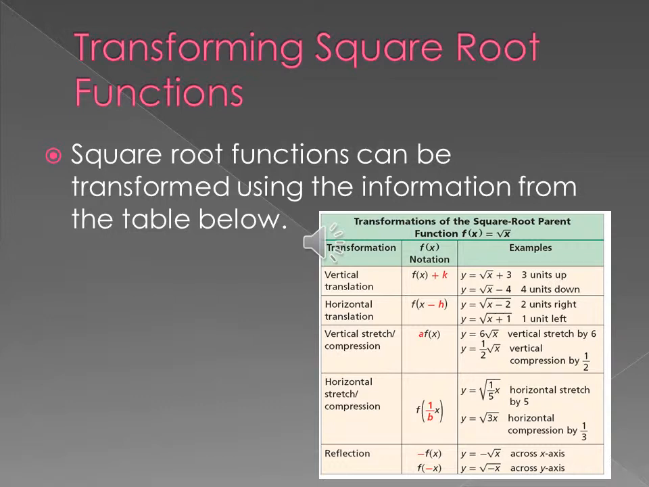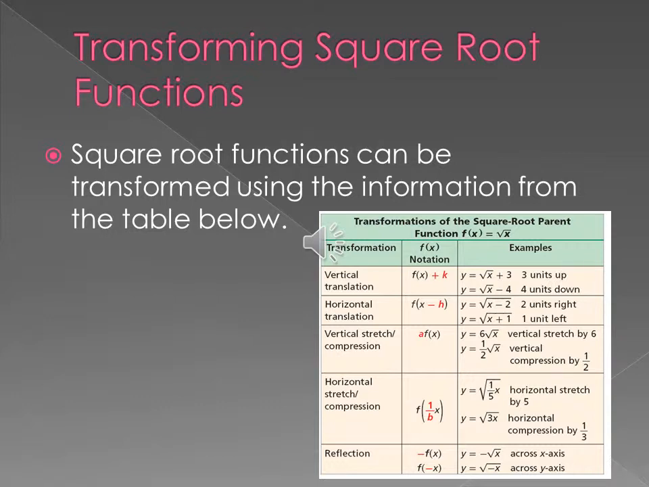Square root functions can be transformed using the information in the table below. A vertical translation is done by adding k to the function. The k is outside of the radical sign. So if you look at the examples, if you add 3 to the end of the radical, then it moves 3 units up. If you subtract something from the end of the radical, it moves down.